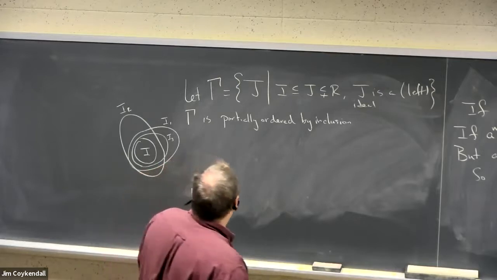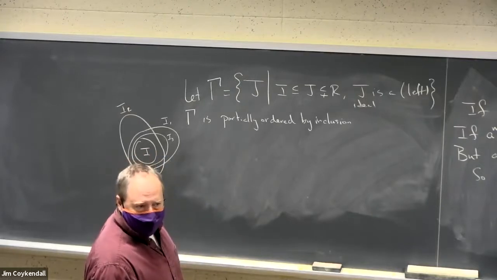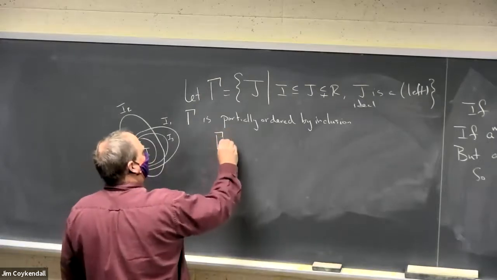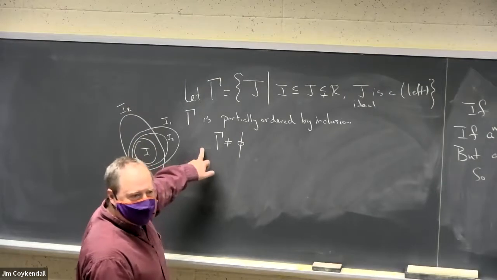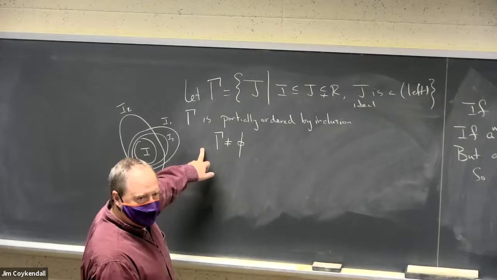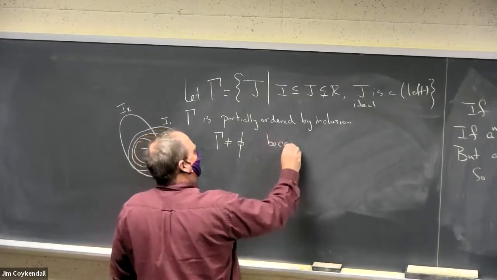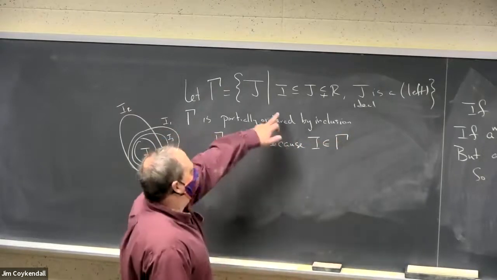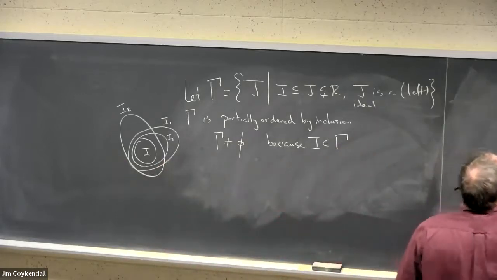Now, by the way, I should probably make sure that I'm not doing some kind of fancy computation on the empty set. Somebody tell me why this is not empty. That's right. I is certainly an ideal that contains I and is proper, so no problem there.